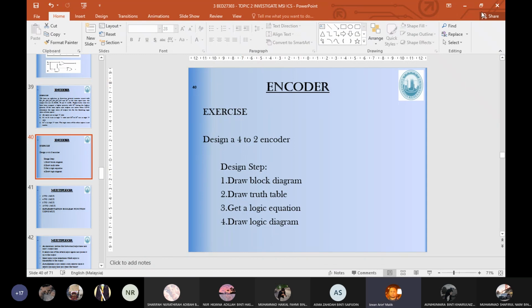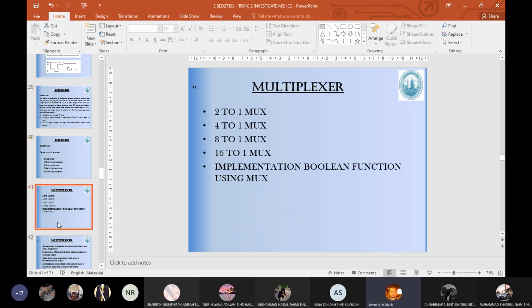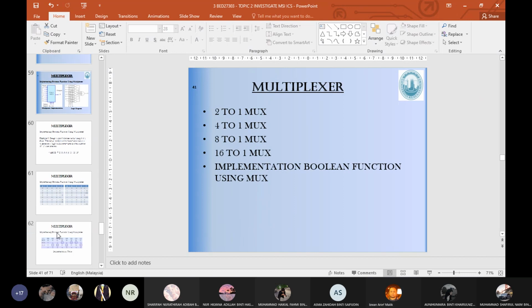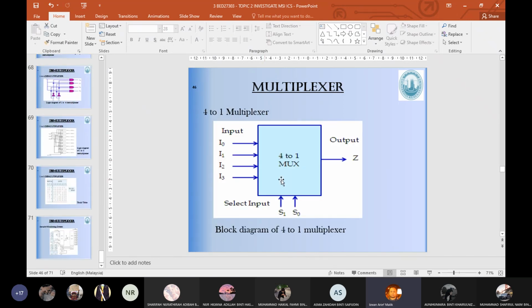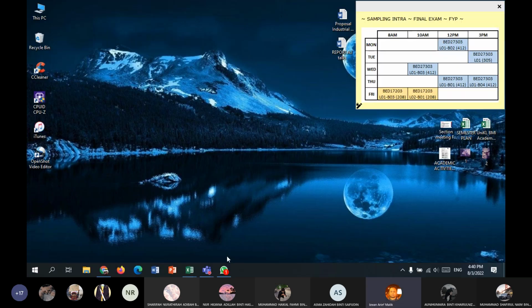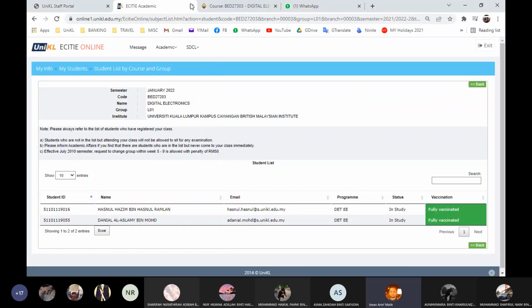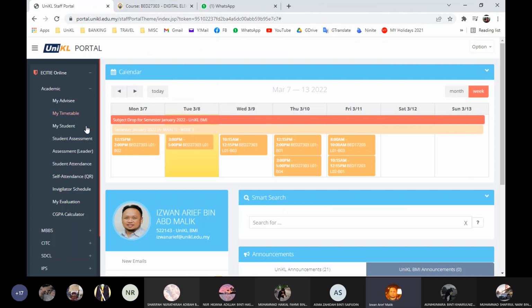Alright, I think that's it for today. Next week we will continue with marks and multiplexer. Before we start that, we will proceed with our tutorial lah regarding decoder dengan encoder tadi. Okay, any question? Ada soalan ke? Tak ada.